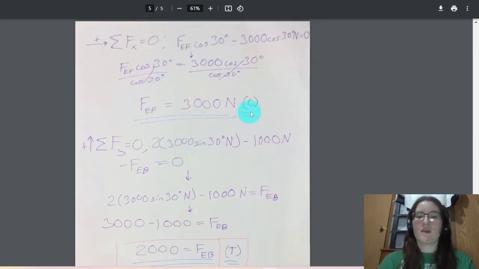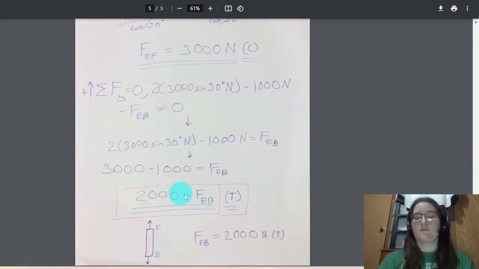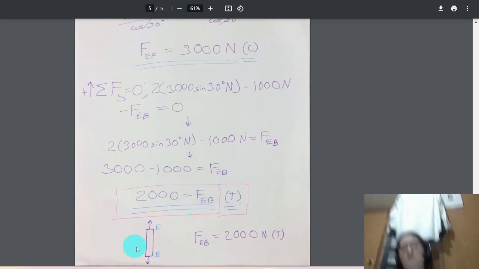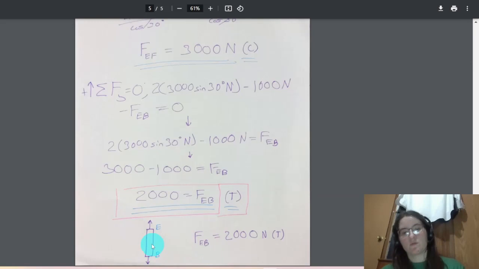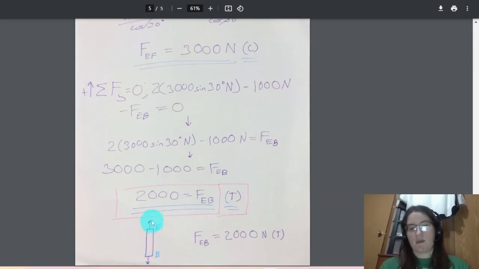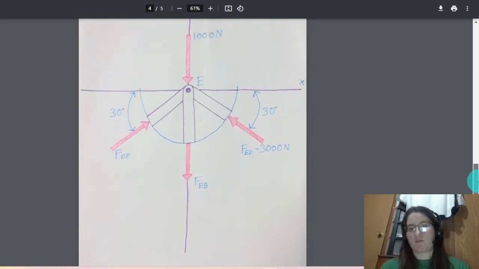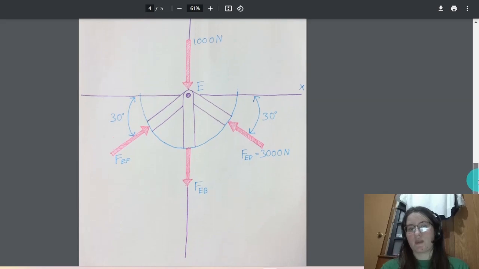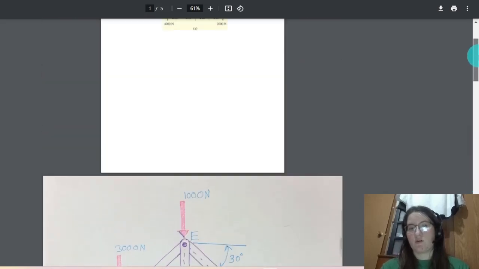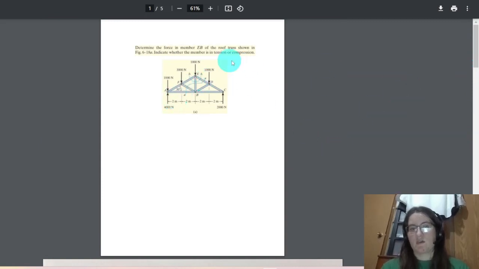Then I used sum of Fy using what I learned with FEF to get FEB. That's our goal. So if you calculate it, you get 2,000 newtons and the member's under tension. And you want to summarize it like this at the bottom, where you draw that member in tension and list out the value. But I hope you learned something from this video, and that sometimes you have to do more than one sectional cut to get what you need.